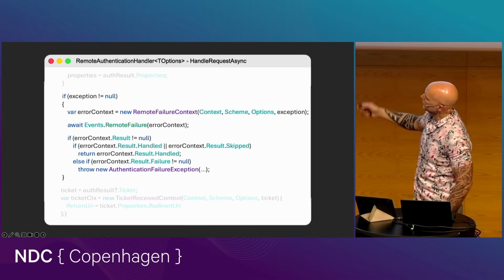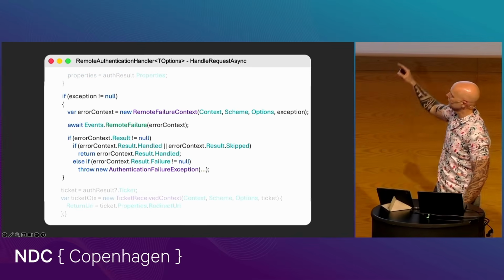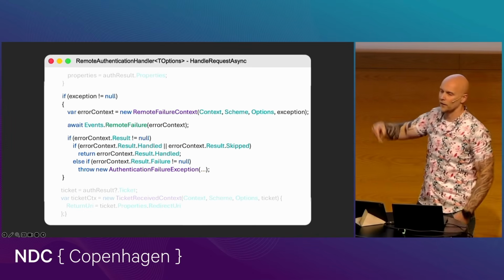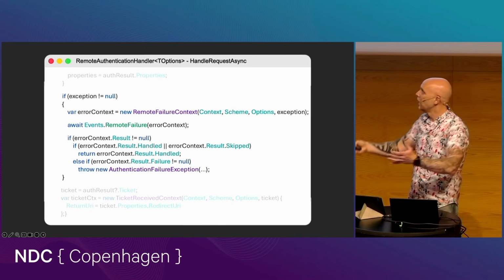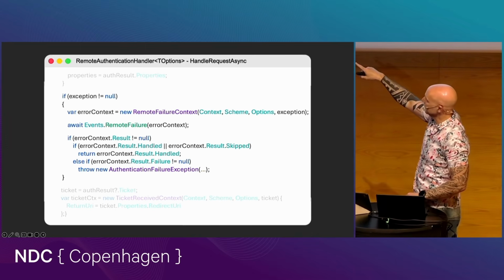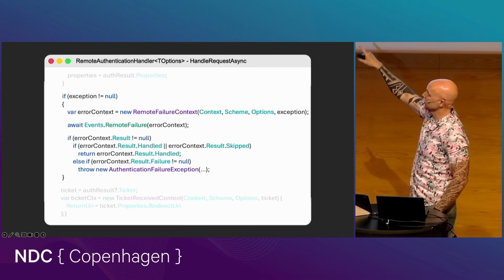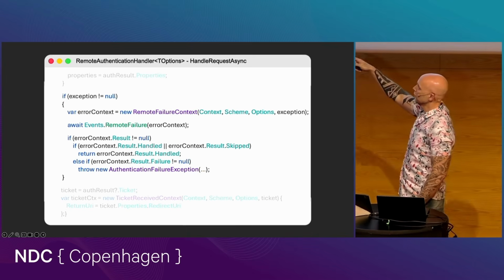And then once it got that, it goes in and says, hey, was there an exception? If there was, it creates a context. It raises the remote failure event to ask you, is there anything you want to do? Something went wrong. And then if that is handled or not, depends, so it shows you what you want to do here. And then finally, most of the time, it comes back here. All of that is fine.